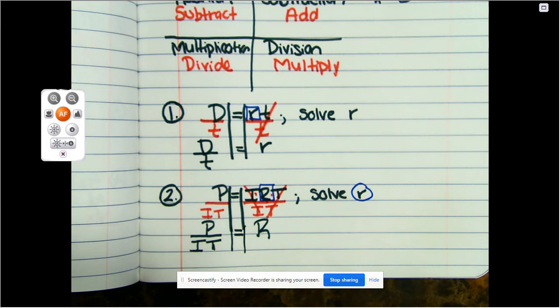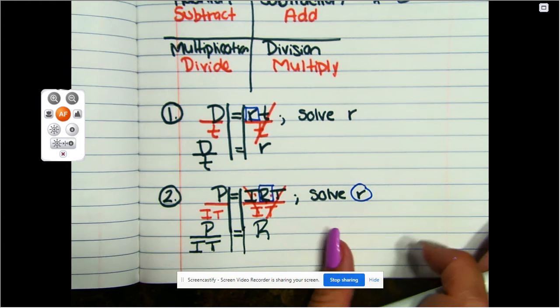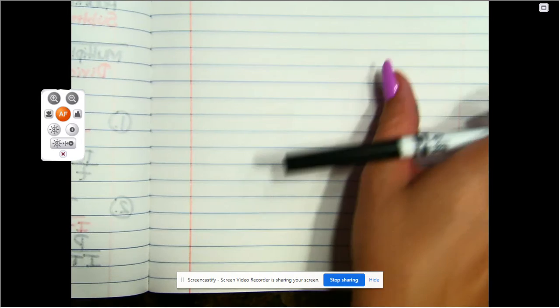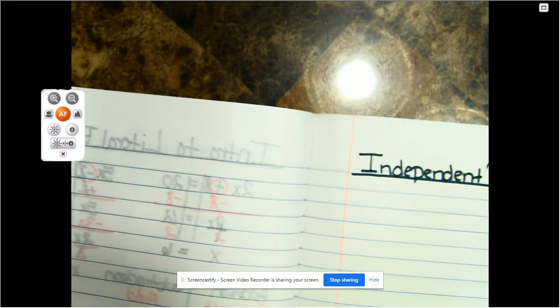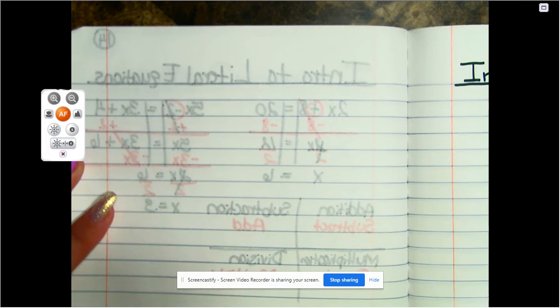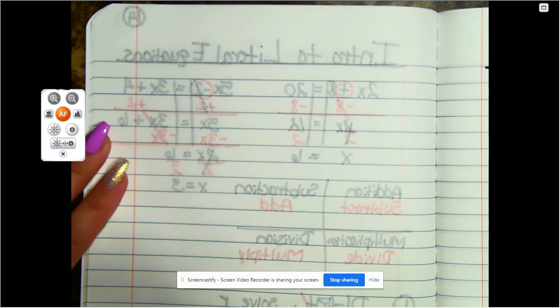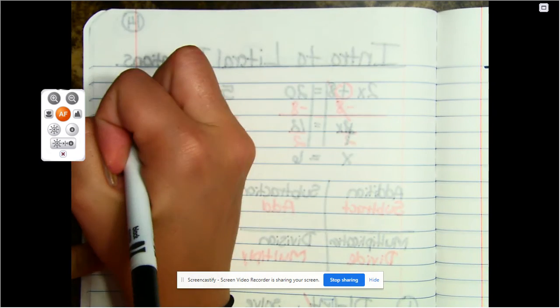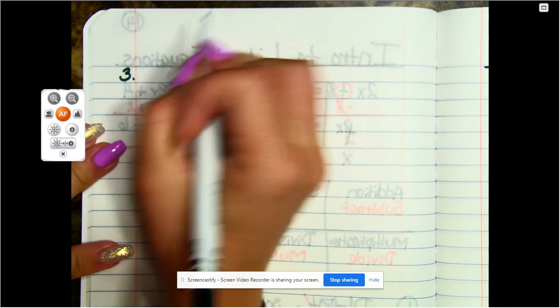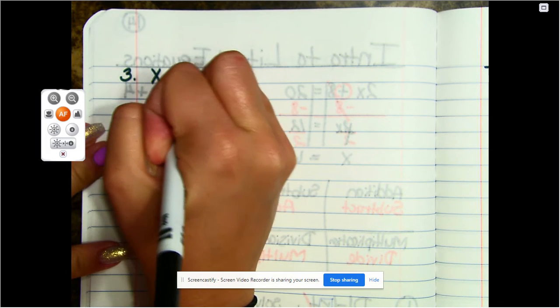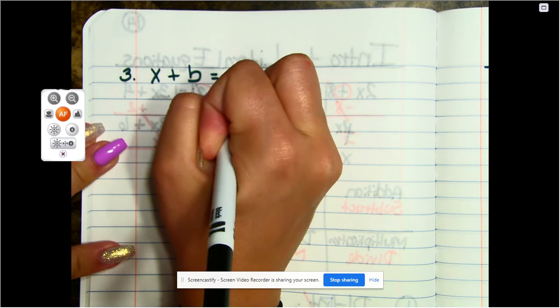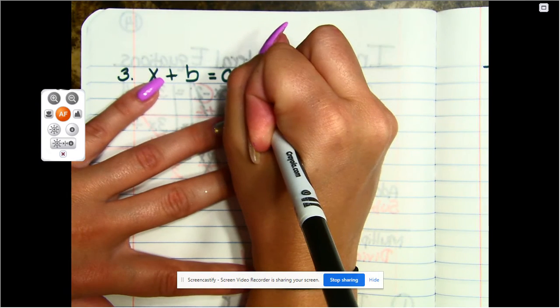Just about done, just about finished. I need to flip my page over to the back, so I'm going to be writing on the back of page 14. And we have two more actually. Number 3, we have x plus b equal to c, and we want to solve for x.